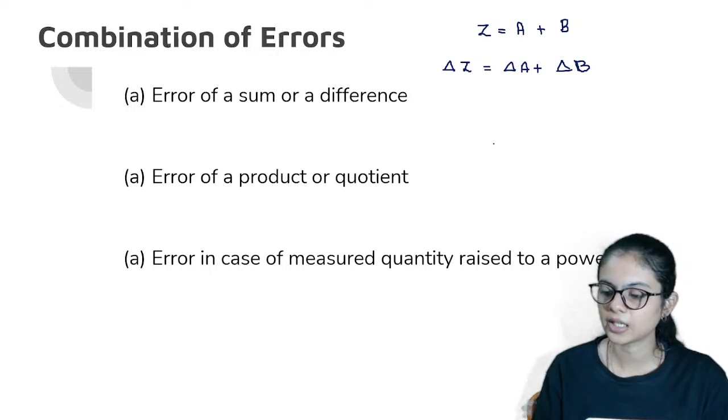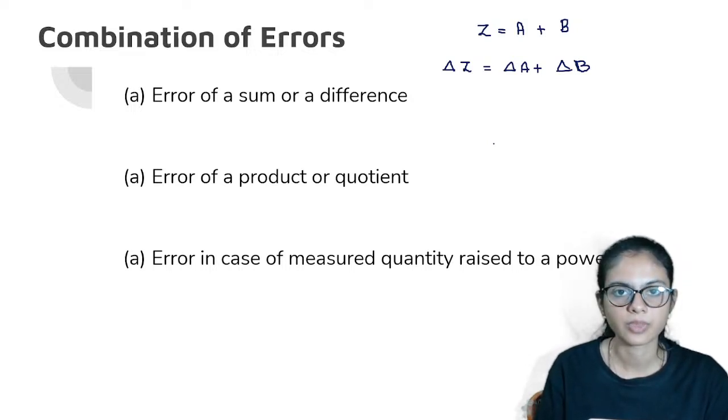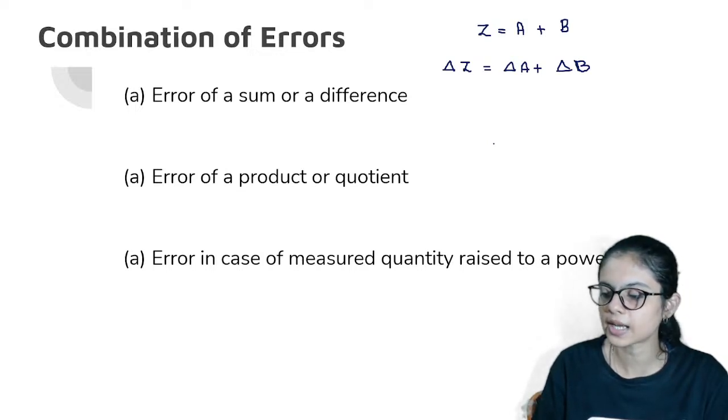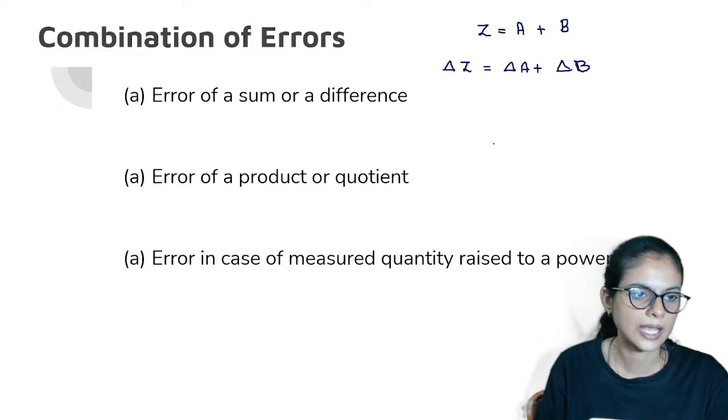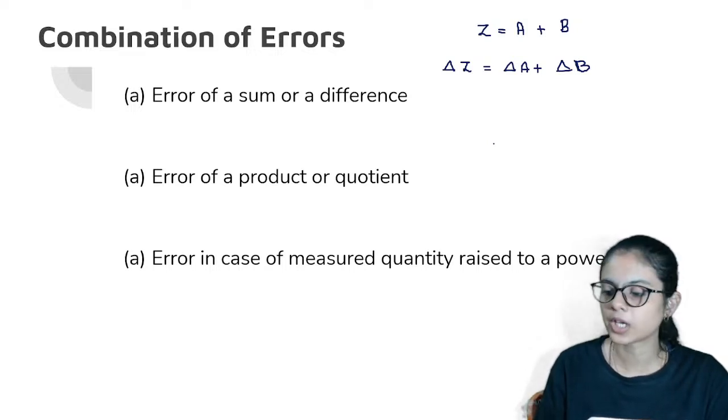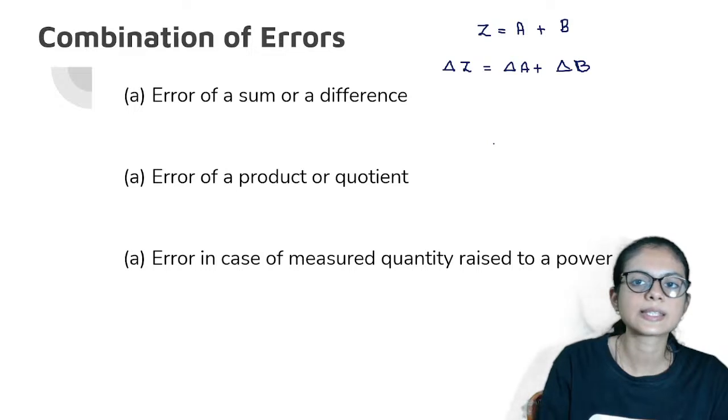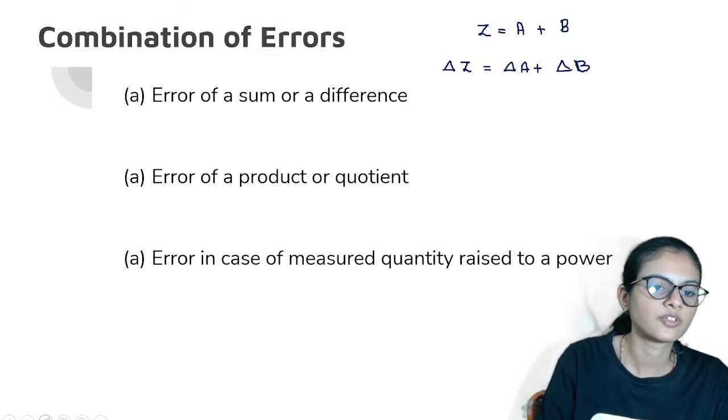Is it clear? Tell me. It's as simple as that. If it is subtraction, we will just substitute the minus sign instead of the plus sign. Okay, so what is this? This is the first one.